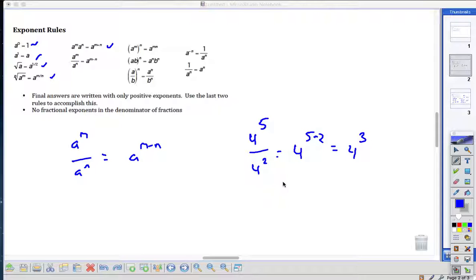Now, sometimes this ends up being negative. That's not a big problem. So let's say we have the reverse case, 4 to the 2nd power over 4 to the 5th power. We're going to go 4 to the 2 minus 5, which is going to be 4 to the negative 3.